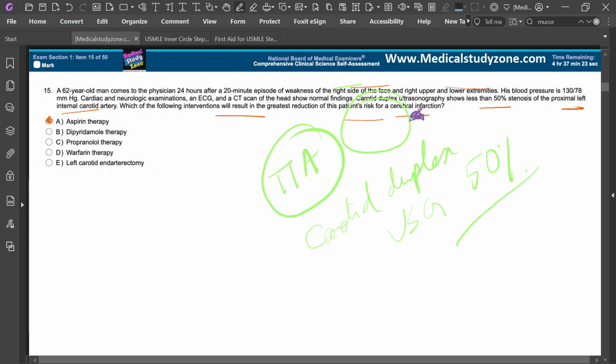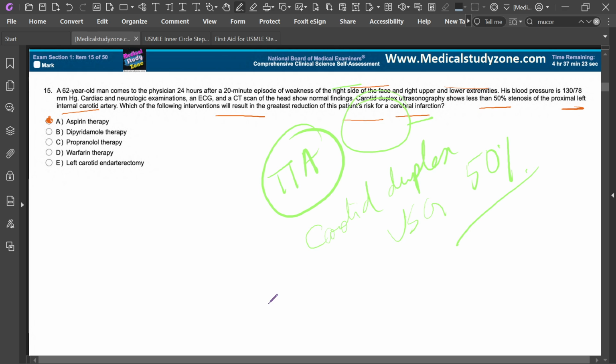Which of the following interventions will result in the greatest reduction of this patient's risk for cerebral infarction? As the stenosis is only 50%, we do not need to do the carotid endarterectomy. In a symptomatic patient, maybe 70 or 80%. If it is 70-80%, then carotid endarterectomy should be done. So we need the management like for TIA.